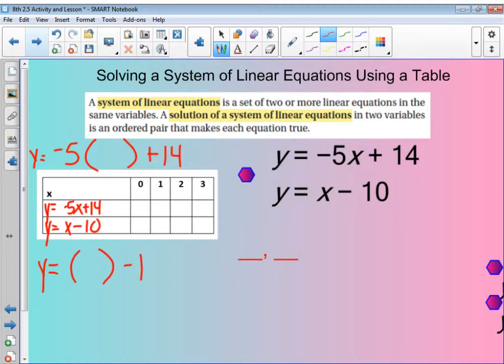x minus 10. Okay, so go ahead and pause your video and work your way through this table. And yes, of course, you can use your calculator if you'd like to. Pause your video now and work through this table.